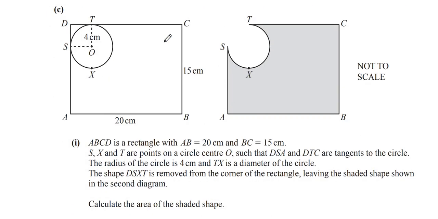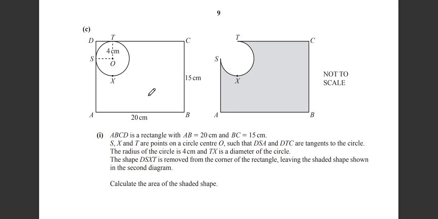Moving on to part C, it says ABCD is a rectangle with AB equal to 20, BC equal to 15. S, X, and T are points on a circle with center O, such that DSA and DTC are tangents to the circle. The radius of the circle is 4 and TX is a diameter of the circle. Okay, the shape DSXT is removed. They removed this shape from the corner of the rectangle, leaving the shaded shape shown. Calculate the area of the shaded shape.